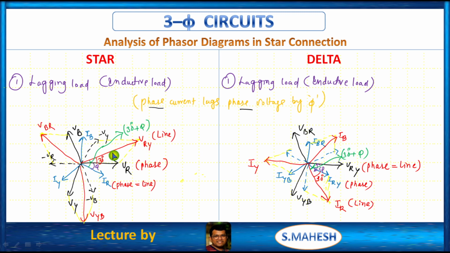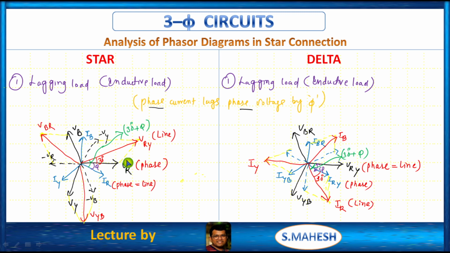After getting that, we have to locate the angles between different quantities. We all know that the angle between two phase quantities is phi. Clear? The angle between line voltage and phase voltage is 30 degrees. That too, line voltage leads phase voltage by 30 degrees. In case of delta connection, the angle between phase current and line current is 30 degrees always.